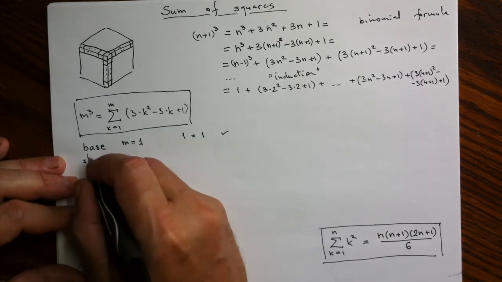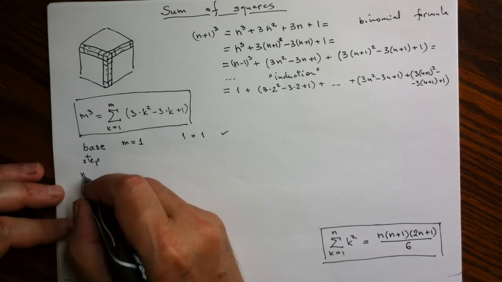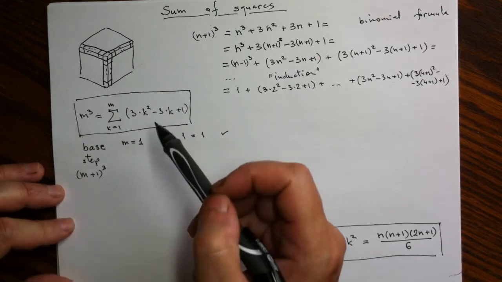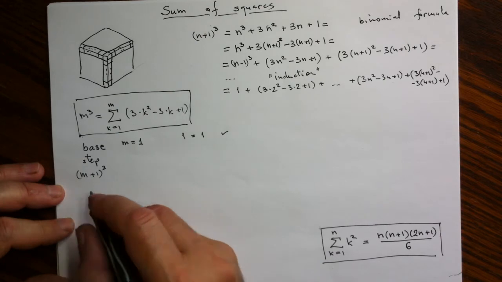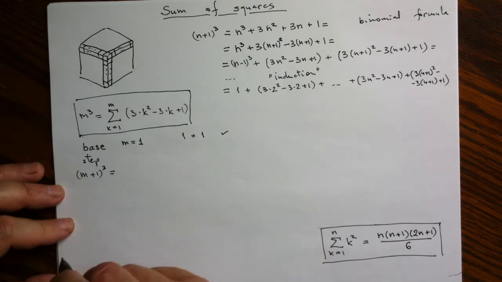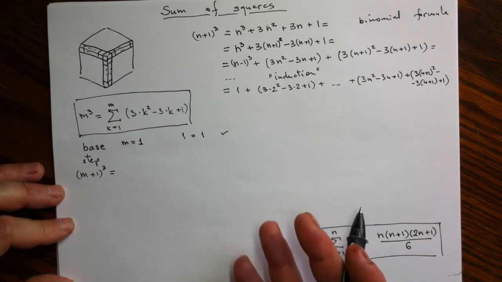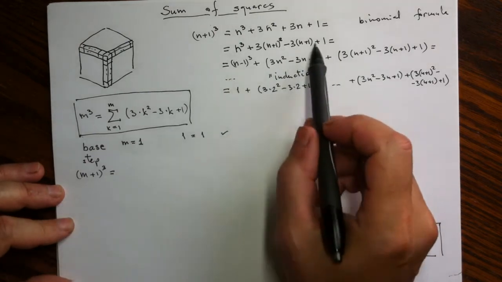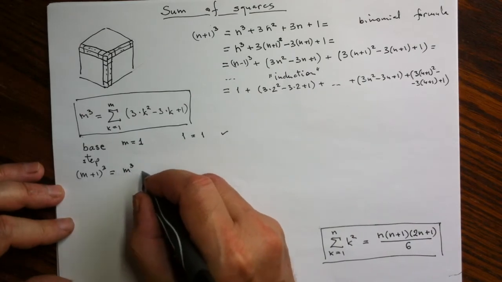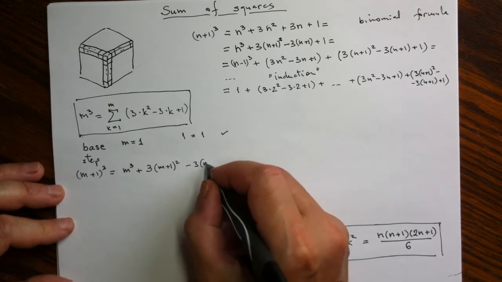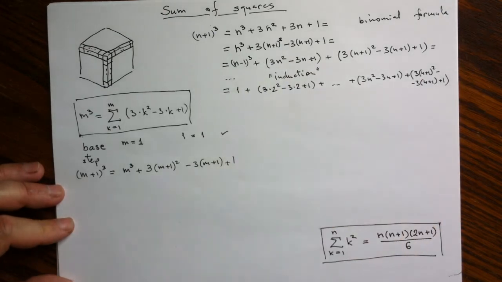And the induction step will consist in progressing from this statement valid for m to the next statement, which is for m plus 1. So I take m plus 1 and I will just use the binomial formula. I will use it in this form, so we'll have m cubed plus 3(m plus 1) squared minus 3(m plus 1) plus 1. So that's what we already checked here.